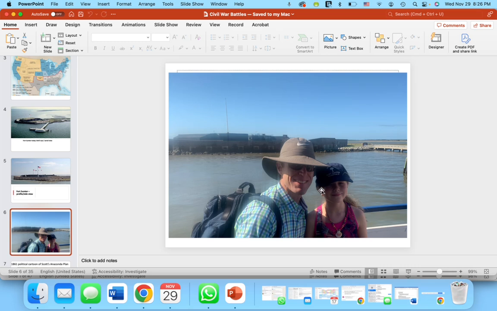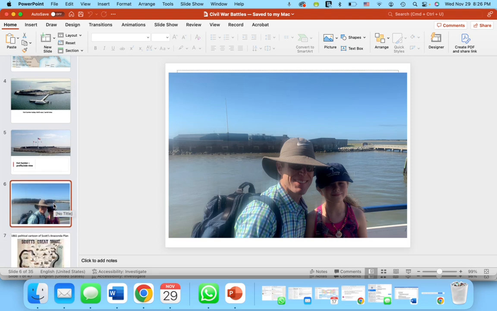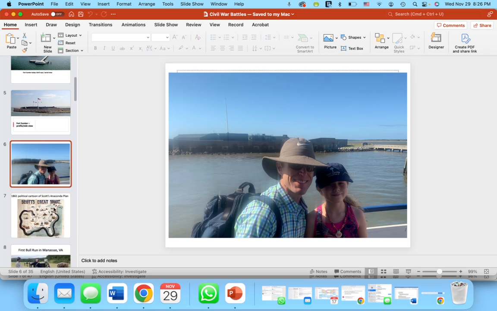Okay, there it is with my daughter and me. All right, so it's a loss for the North. It's a military loss for Lincoln, but it's a political gain for him because the South attacked first, and now he's going to fight with all of the North's might to keep the country together.